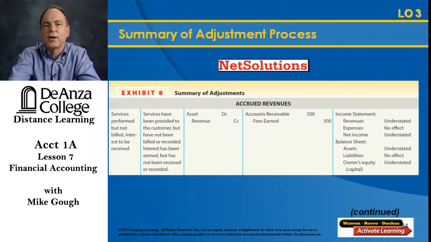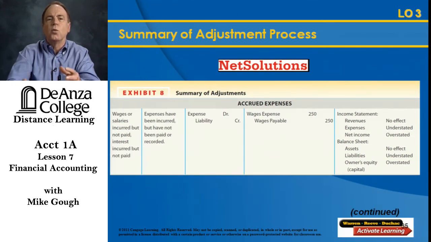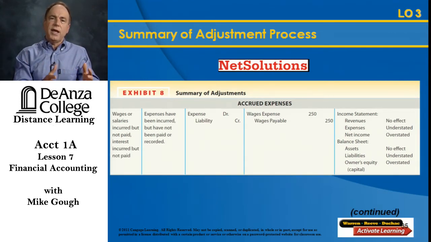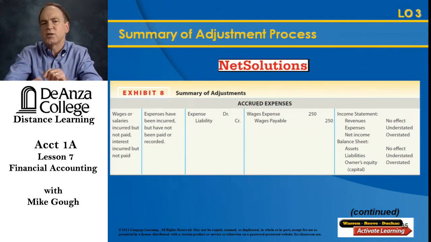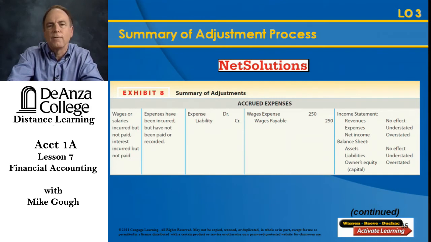Then there are accrued revenues. This is where we've performed work, we're owed the money, and we have to recognize the revenue. Debit accounts receivable, credit fees earned. And then accrued expenses, where we've incurred expenses that have to be paid, but we want to associate them with the current period. So there we would debit wage expense and credit wages payable.